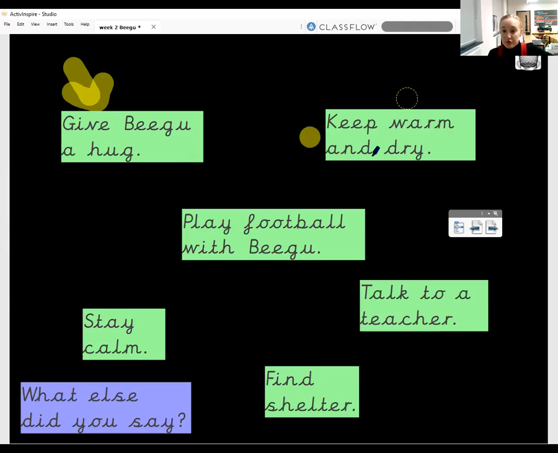Keep warm and dry. Absolutely. It can be quite cold at this time of year, can't it? Play football with Bigu. Talk to a teacher. Find shelter. Yeah, somewhere to stay. Stay calm. Have a little think. What other things did you tell Bigu to do? What other commands did you write for Bigu to try and keep her calm and cheer her up? Have a think.